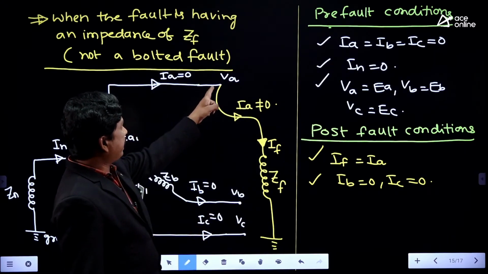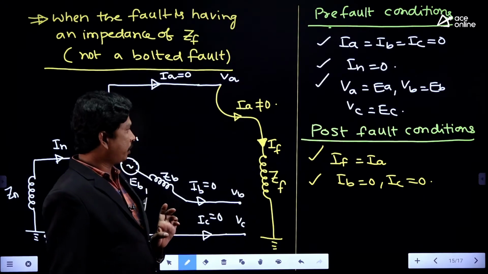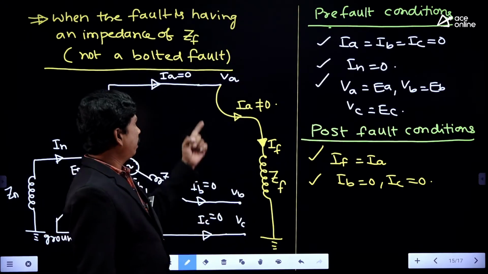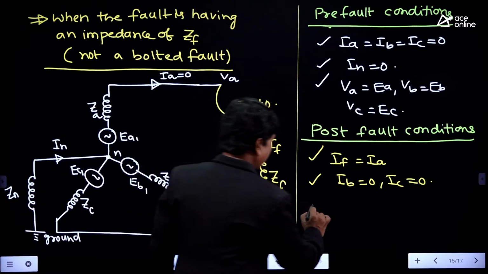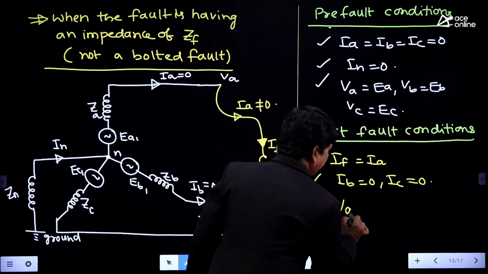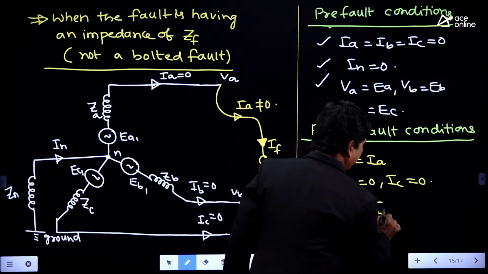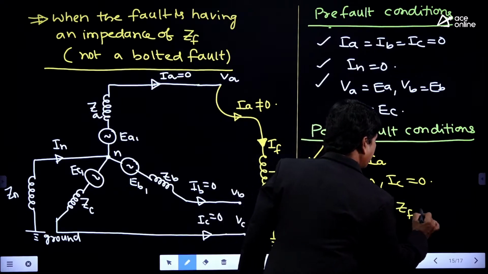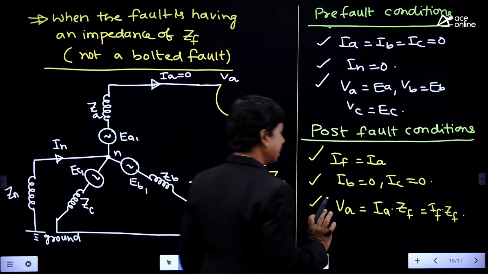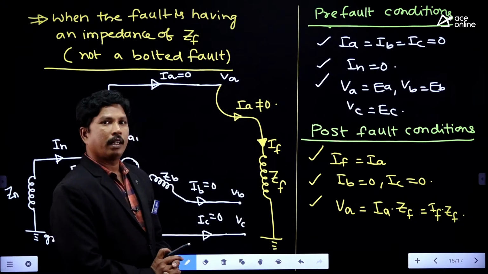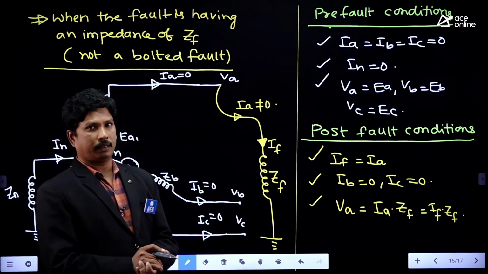And what about the voltage? VA is not equal to 0 now. What is the value of VA now? VA is nothing but IF into ZF, or IA into ZF. Therefore, the value of VA is IA into ZF, which is nothing but IF into ZF. This is what we have in the post-fault conditions.